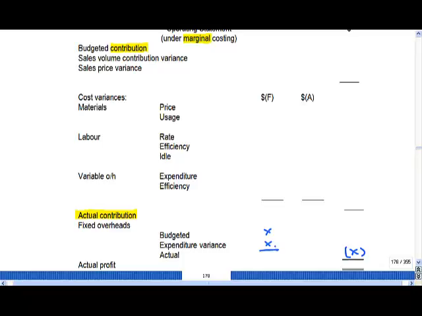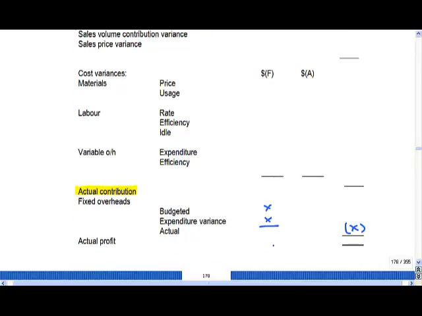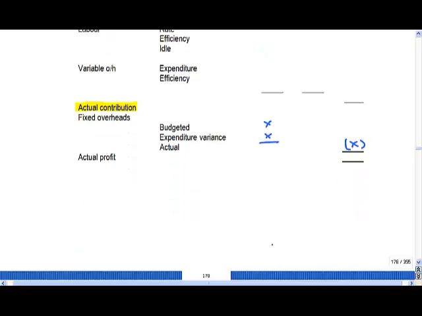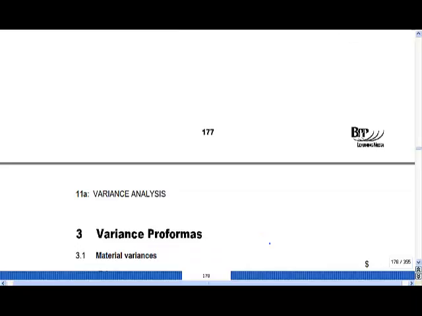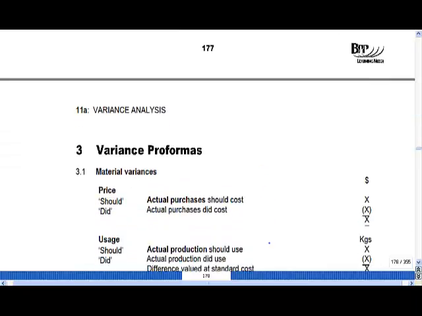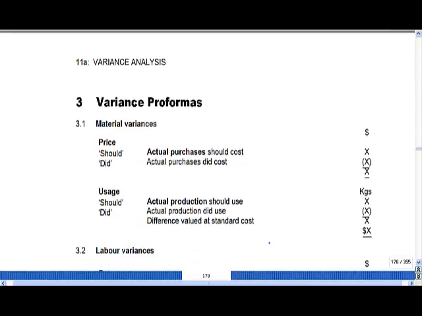Now section 3 gives you the detail behind each of those variances in case you can't remember. So every variance we look at, we should always be looking at a should and did. It's important not to shortcut the variances, always write them out in full. So for materials price variance, actual purchases, if you just do a should cost and did cost, it's very easy to forget what it is you're looking at in that should and did cost.